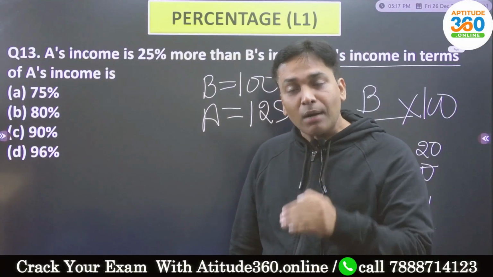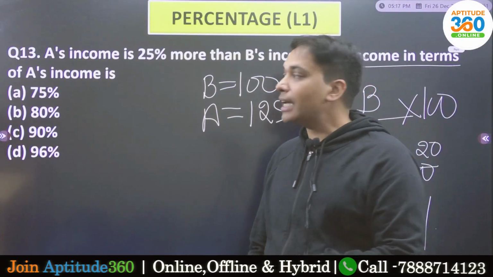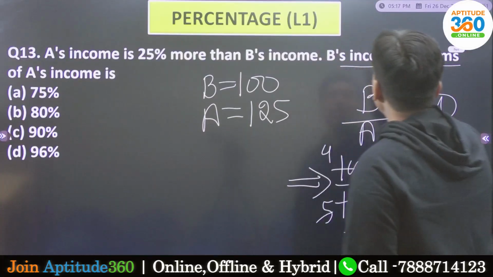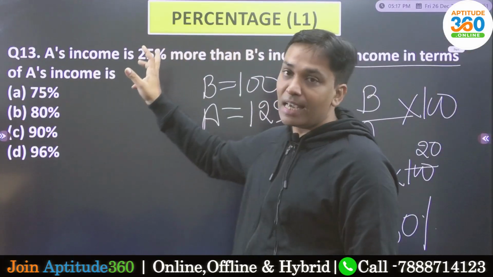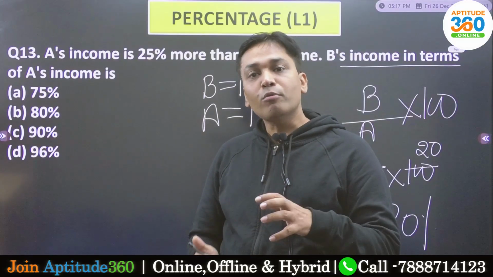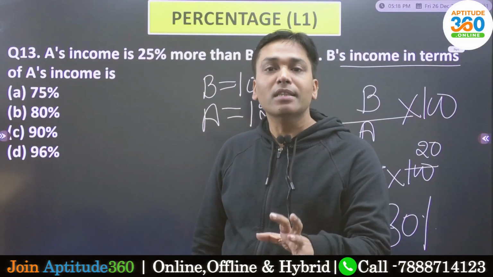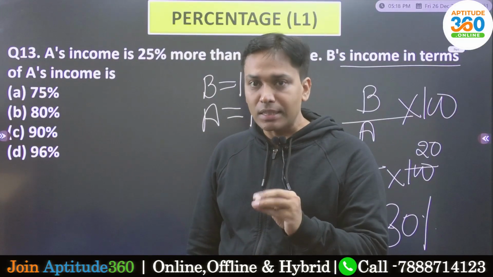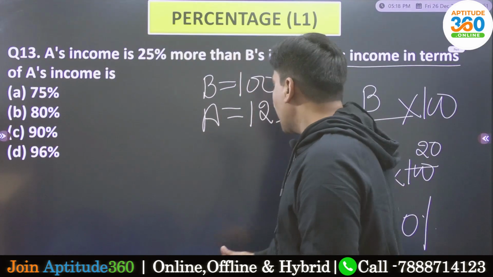ये 20% कम हो सकता है. अगर प्रॉब्लम ये पूछ ले कि भाई B's income is by what percent less than A's income, then the answer should have been 20. But over here प्रॉब्लम पूछ रहा है कि B की इनकम A की इनकम का कितना है. It is 80%. I hope you're getting that one. Let us move forward.